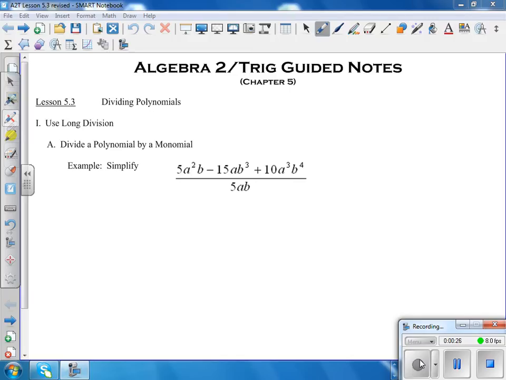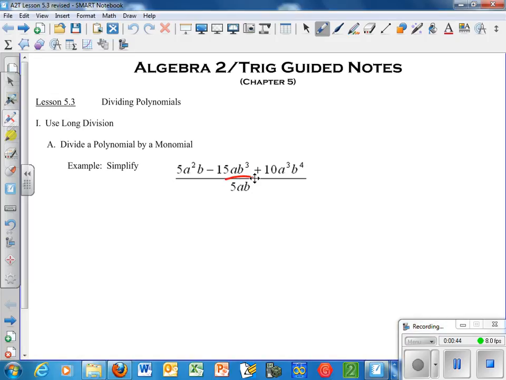So if you look at this first example here, we have the trinomial 5a squared b minus 15ab cubed plus 10a cubed b to the fourth. That trinomial divided by the monomial 5ab. If you're dividing by a monomial, you take each term and divide by that monomial. And I would write it out like this.